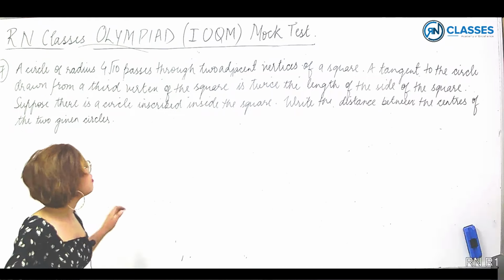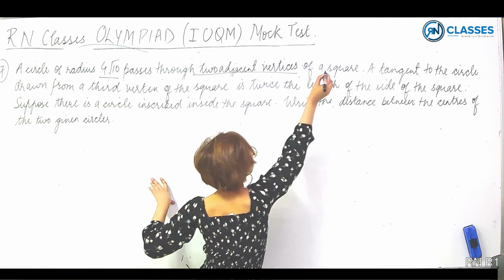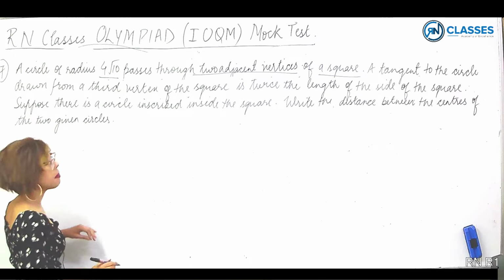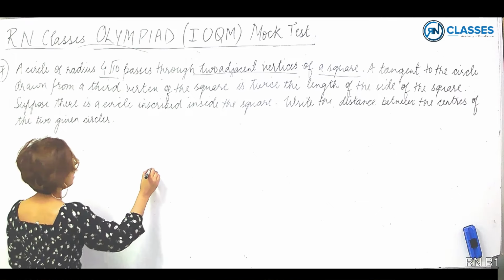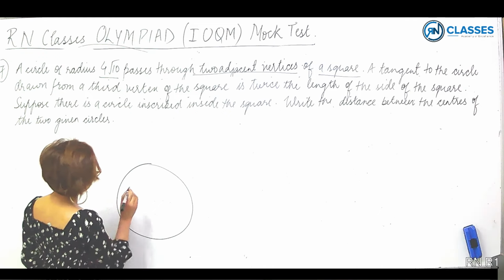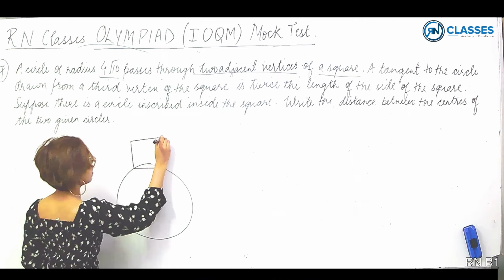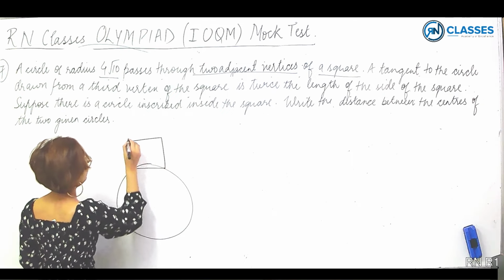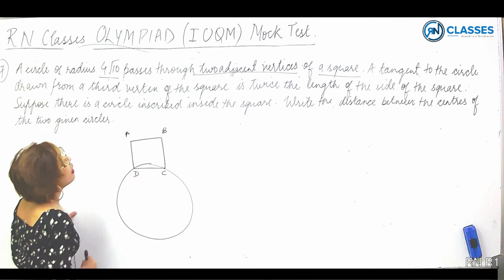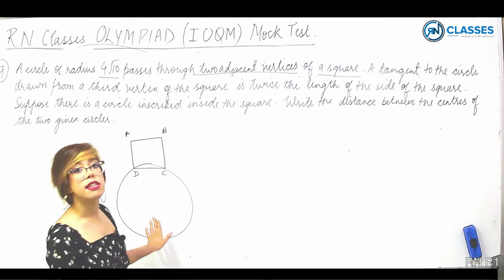Now he says a circle of radius 4 root 10 passes through two adjacent vertices of a square. So let me make my circle first. Okay, cool. Now, the circle is here and it passes through two adjacent vertices of the square. So my square would look something like this. Cool. So let me name it A, B, C, D. Done. And obviously, the radius of the circle is given, 4 root 10.